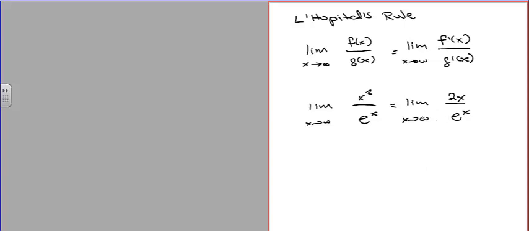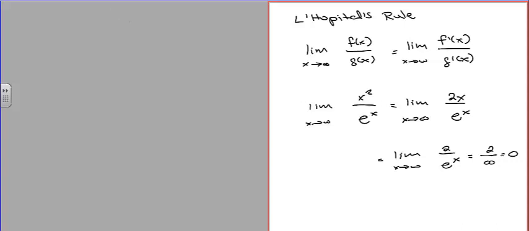Now if I plug infinity in again, I'll still get an indeterminate result. So you can use L'Hopital's rule as many times as you need to get a determinate result. So ultimately here, if we take the derivative of the numerator, we get 2, derivative of the denominator e to the x. So now we can plug it in because we get 2 divided by infinity, which is 0. And that comes down to the fact that the e to the x function grows much more quickly as x gets large than compared to x squared.